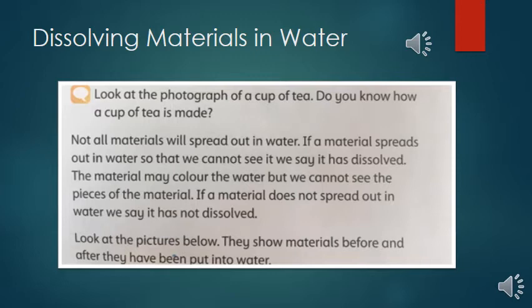It says, not all materials will spread out in water. If a material spreads out in water so that we cannot see it, we say it has dissolved. The material may color the water, but we cannot see the pieces of material. If a material does not spread out in water, we say it has not dissolved.